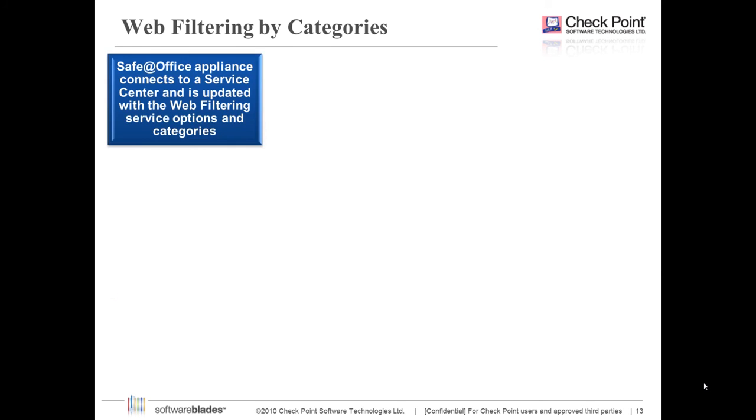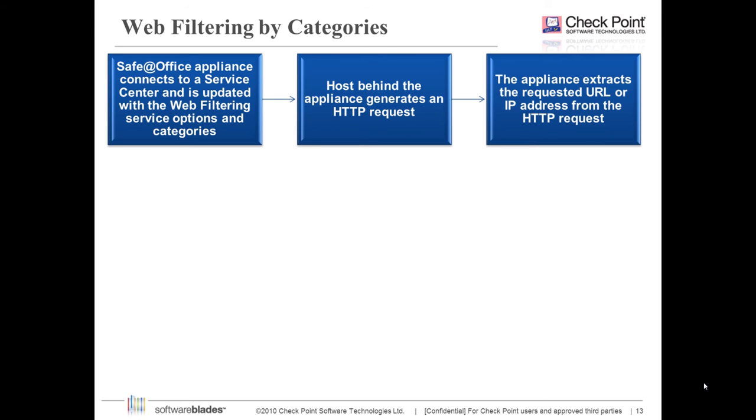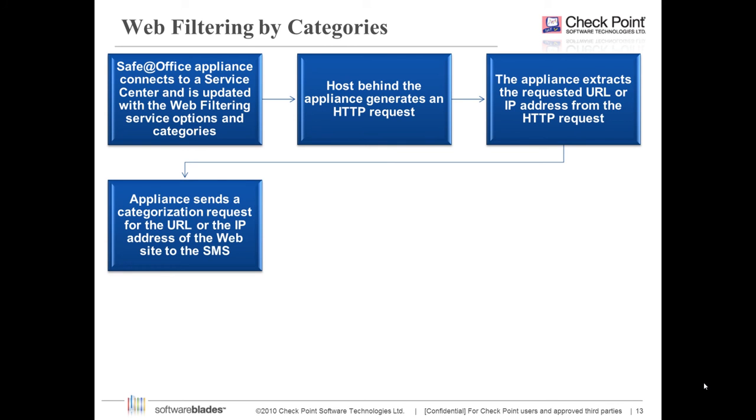Web filtering by categories. Here's a little workflow on how it works. The SafeIt Office appliance connects to the Service Center and is updated with the web filtering service options and categories. A host behind the appliance generates an HTTP request. The appliance extracts the requested URL or IP address from the HTTP request.